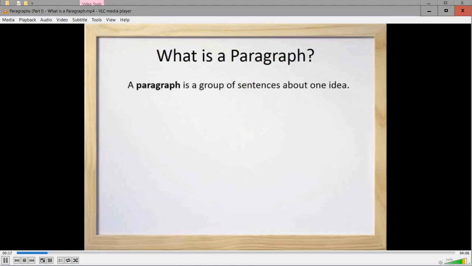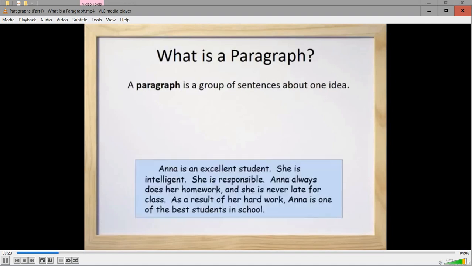A paragraph is a group of sentences about one idea. Let's look at an example. Here's a paragraph. I'll read it. Anna is an excellent student. She is intelligent. She is responsible. Anna always does her homework, and she is never late for class. As a result of her hard work, Anna is one of the best students in school.